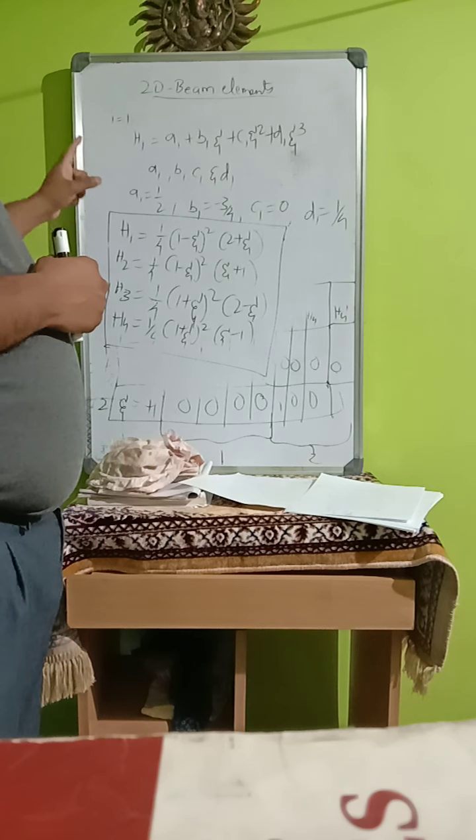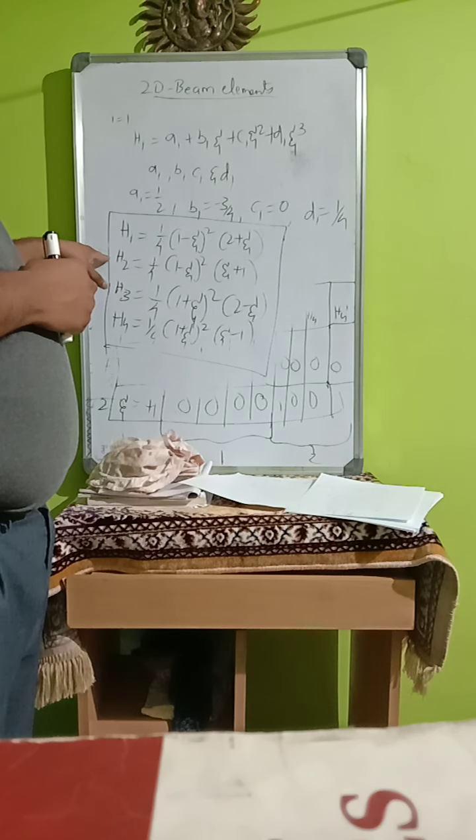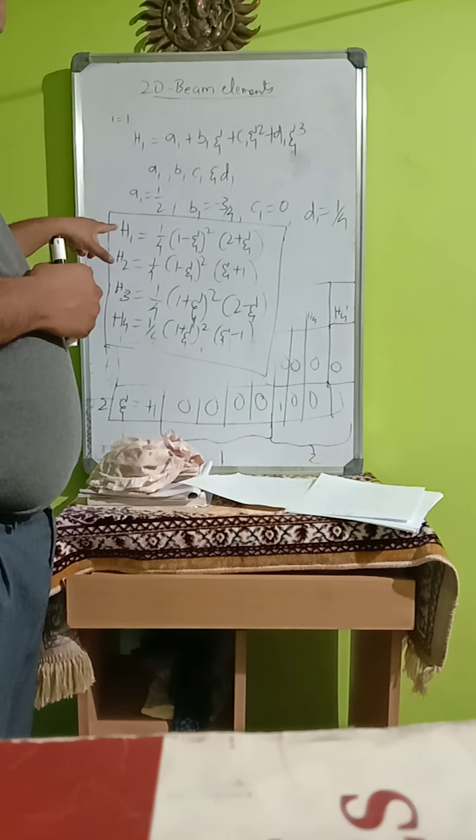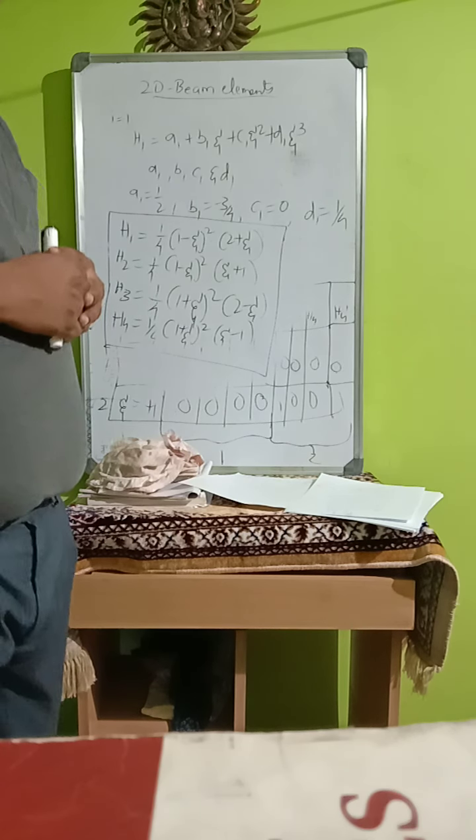In the case of node number 1 and node number 2, this is the transverse shape function for node number 1, and this is the transverse shape function for node number 2. This is the slope, the rotation for node number 1, and the rotation for node number 2.